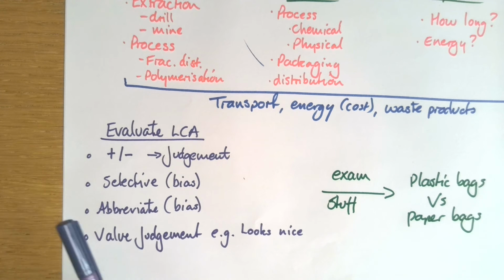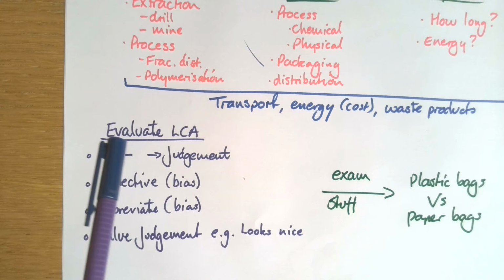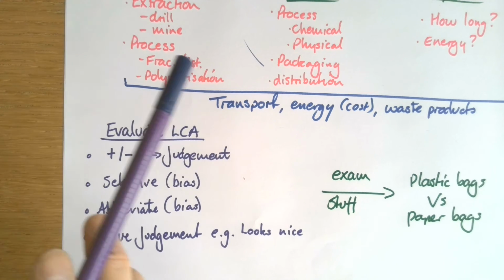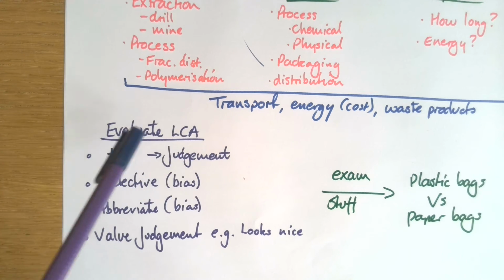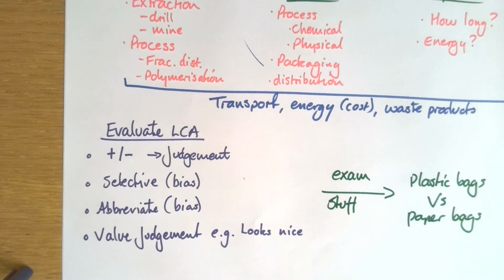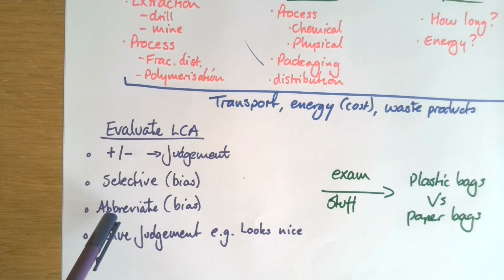To evaluate something, you simply need to weigh up the positives and the negatives. So what are the advantages of using a particular product in a particular way, what are the disadvantages, and then making a judgment about whether that is the right thing to do or not? And that depends on the item. You could be selective and only choose to look at certain parts of a process because you might want it to give you a certain outcome. If you only have certain questions, you'll only get certain answers.